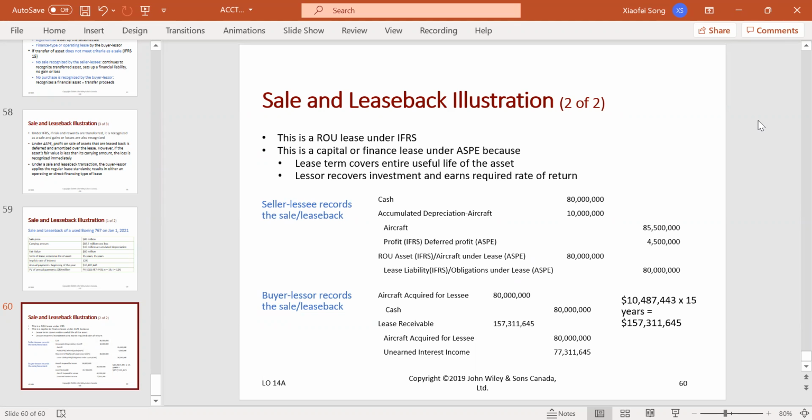So that's about that. Let's stop sharing that. So we have a couple of minutes left. So let's look at that amortization table again. I want to look at that amortization table again, from the lessor's perspective this time.